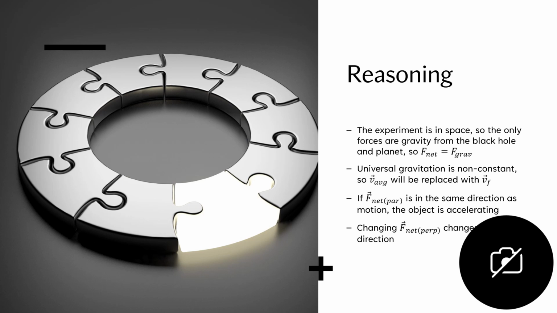There are some assumptions that have been made during this experiment. For example, as the experiment occurs in space, the only force present is gravity, as there's no air resistance since there's no atmosphere. Additionally, as universal gravitation is non-constant, the average velocity will be replaced with the final velocity. Next, if the parallel component of the net force is in the same direction as motion, the object is assumed to be accelerating. And finally, it's assumed that changing the perpendicular component of net force will change the direction of motion.